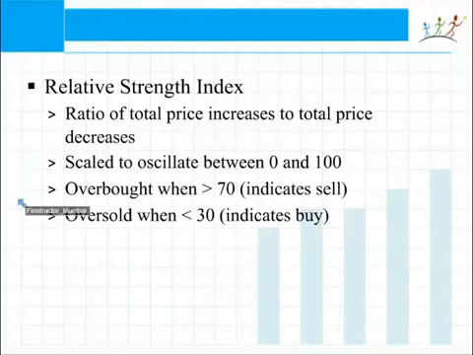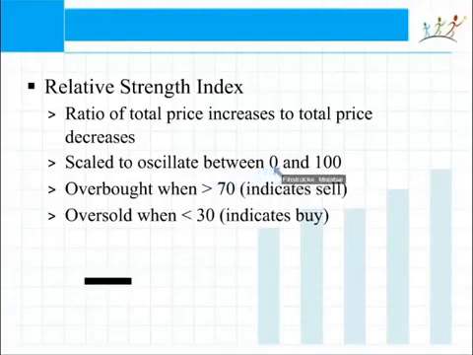The second oscillator is called the relative strength index. The relative strength index is simply the ratio of the total number of stocks that increased in price to the total number of stocks that decreased in price. The ratio is scaled such that it oscillates between 0 and 100. So if this ratio is very high, it would mean what? It would mean that there are a lot of price increases and relatively few price decreases.